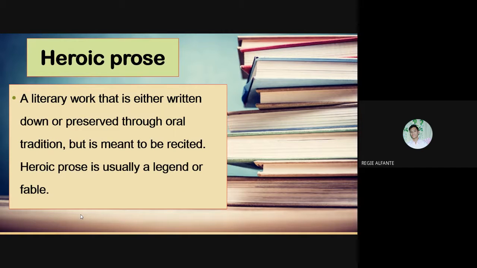And then we're going to proceed to the heroic prose, a literary work that is either written down or preserved through oral tradition but is meant to be recited. Heroic prose is usually a legend or a fable.